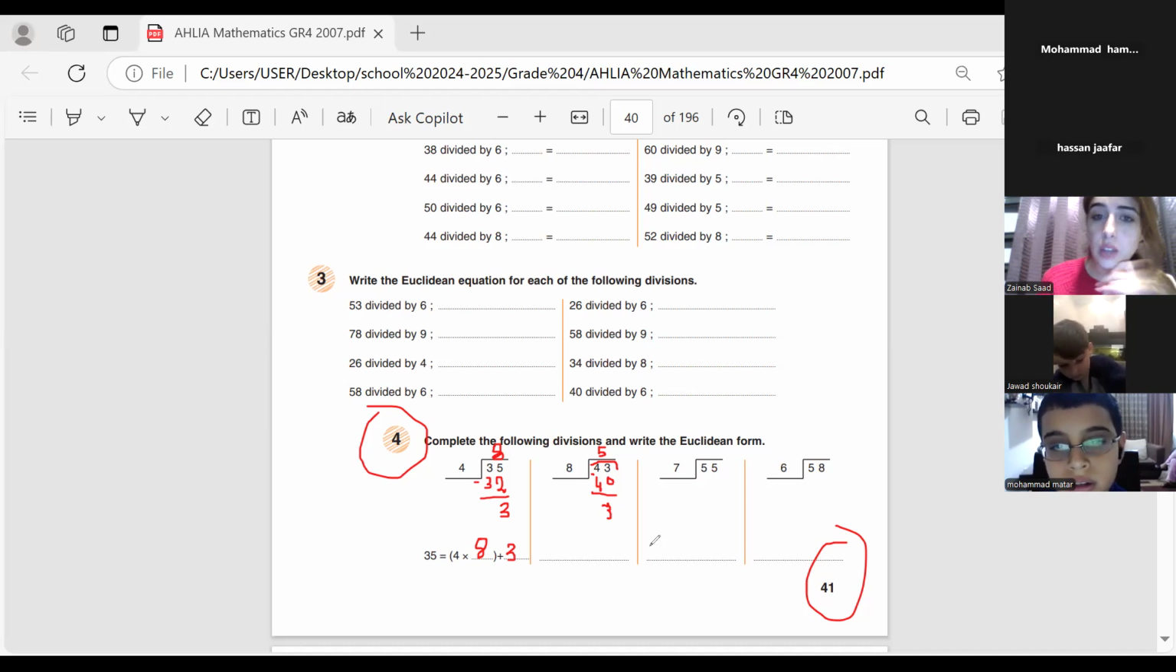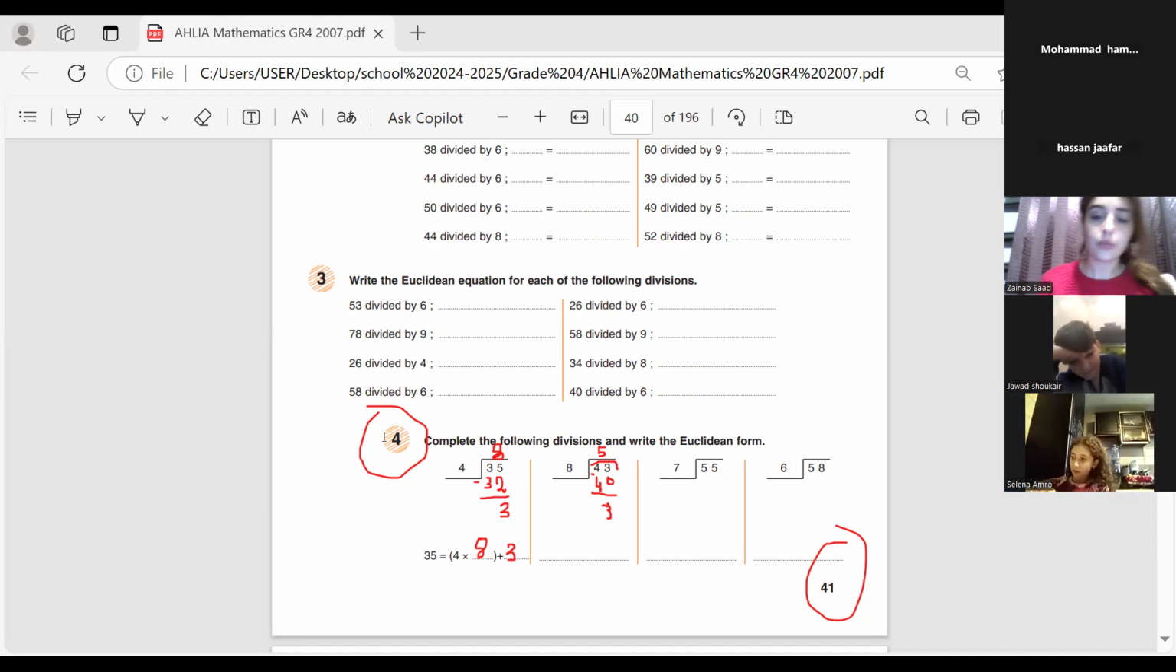Hassan Jafar, can you tell me which one is the remainder? 3 is the remainder. Which one is the quotient? 5. 5 is the quotient. Excellent. Which one is the dividend? Dividend means the number that I'm dividing. Which one? 43. And which one is the divisor?